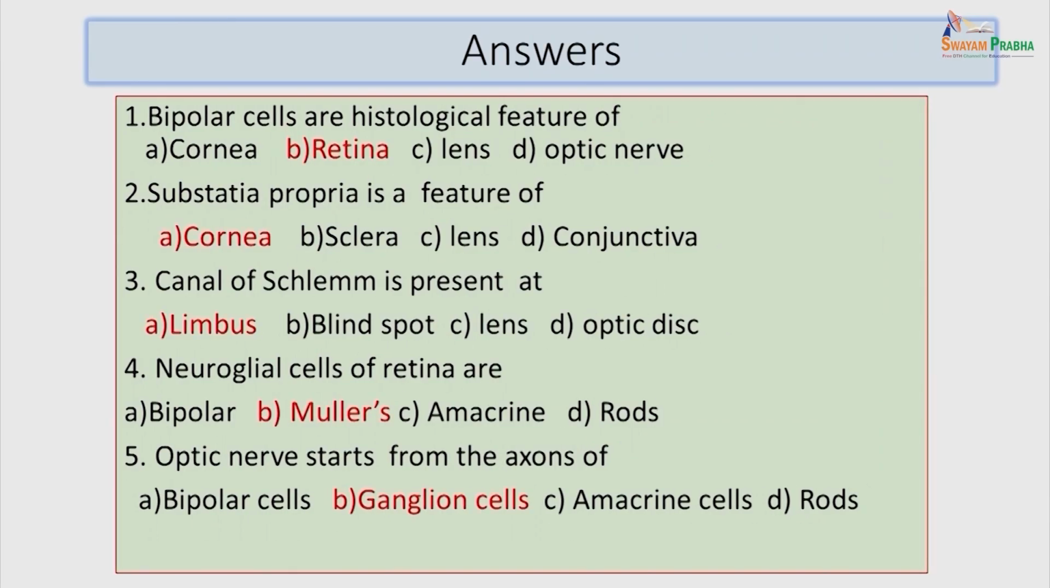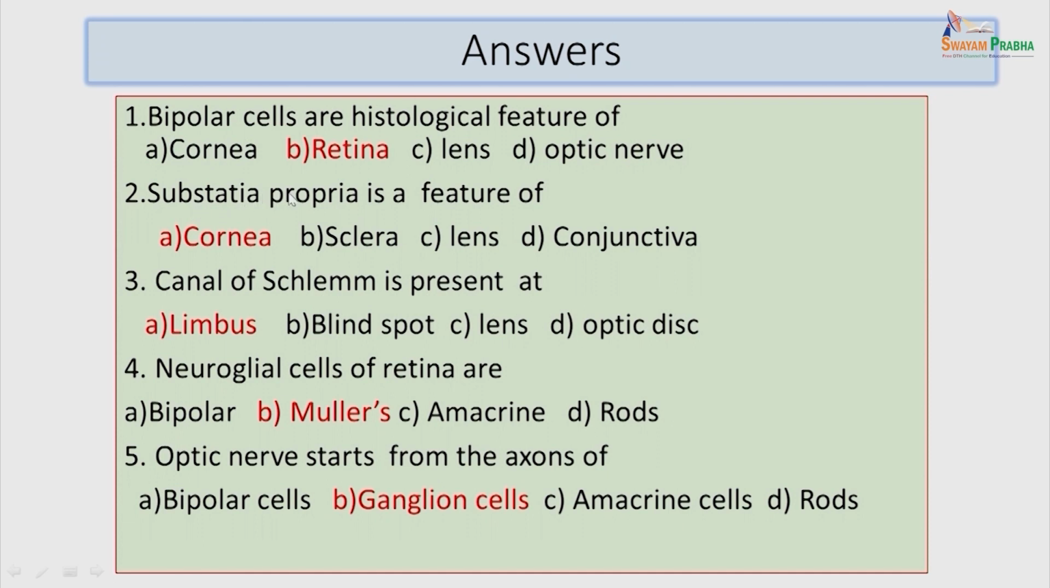So, here are the answers for the multiple choice questions. Question number 1. Bipolar cells are a histological feature of cornea, retina, lens, optic nerve. The answer is retina. Bipolar cells are seen in the inner nuclear layer of the retina along with amacrine cells and horizontal cells.